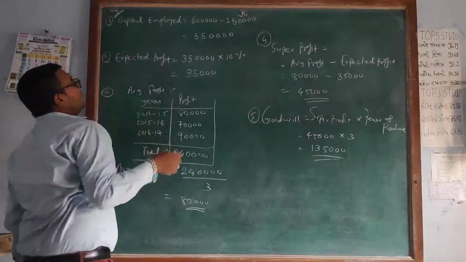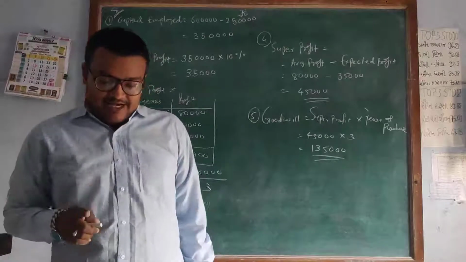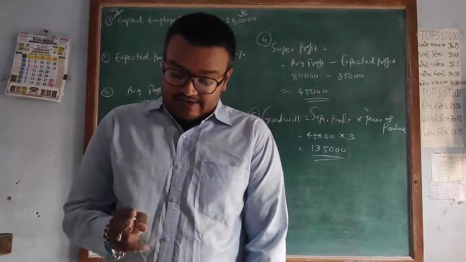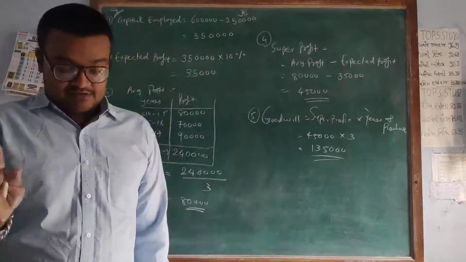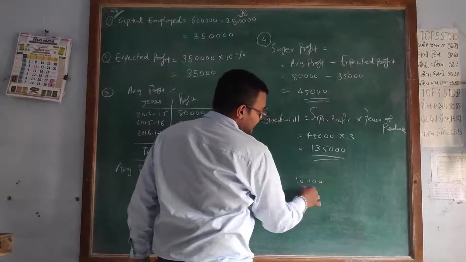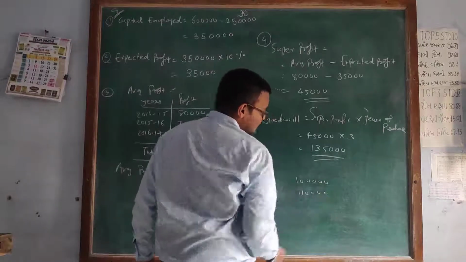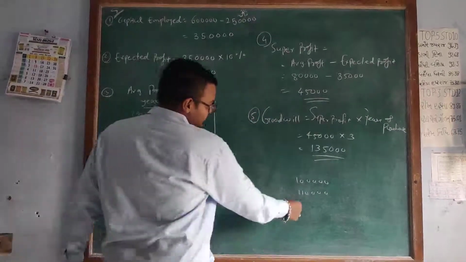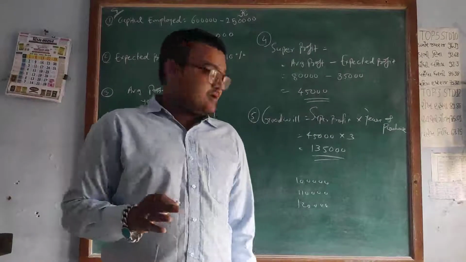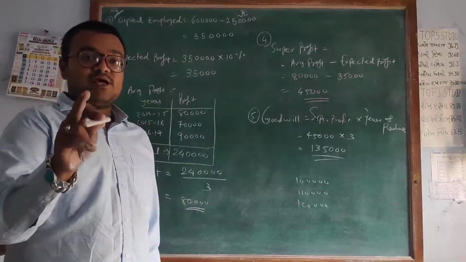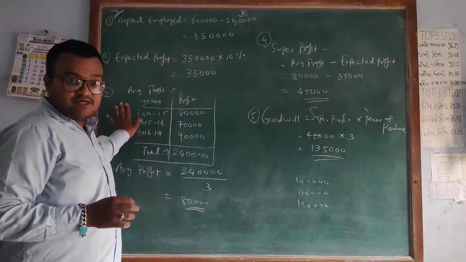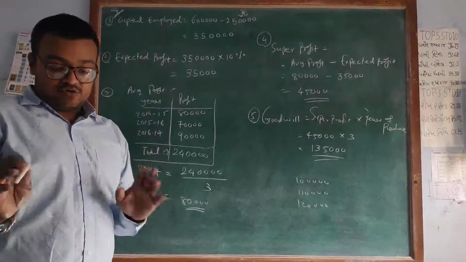You can do sum number 9, but in sum number 9 you can see the last 3 years profits are in increasing order: 1,20,000, 1,10,000, 1 lakh. So you have to write this way: first 1 lakh, then 1,10,000, then 1,20,000, because last year means the above one. So sum number 9, you have to do it yourself. Take this sum in regards, follow the steps and do sum number 9.